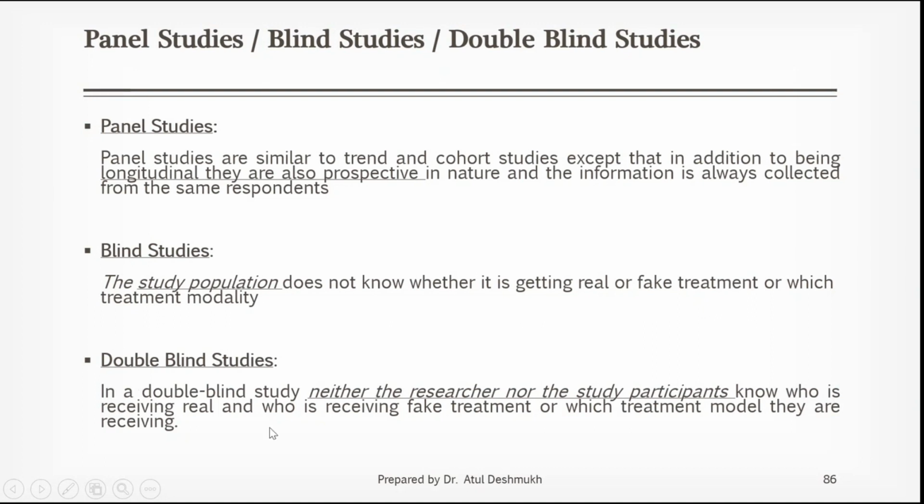Next is blind studies and double blind studies. Now, the basic concept of the studies has come from health science literature. So in health science, what is done? Some clinical trials are done. Clinical trials means new drugs are tested. Now, if you see, many new drugs come to the market.